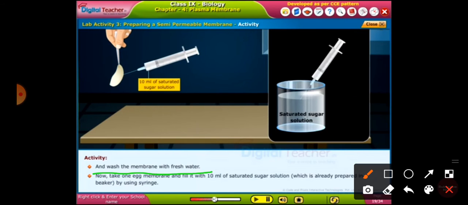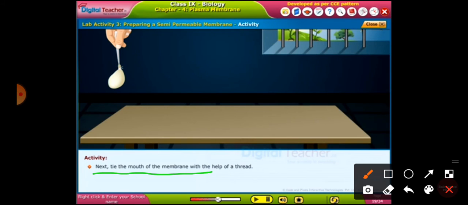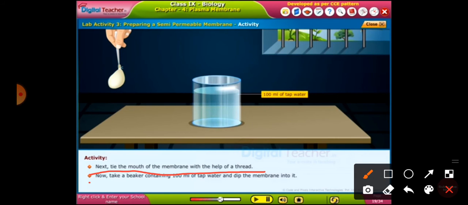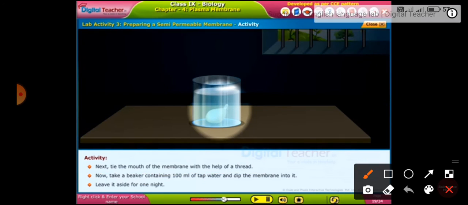Now take one egg membrane and fill it with 10 ml of saturated sugar solution, which is already prepared in a beaker, by using a syringe. Next, tie the mouth of the membrane with the help of a thread. Now, take a beaker containing 100 ml of tap water and dip the membrane into it. Leave it aside for one night.